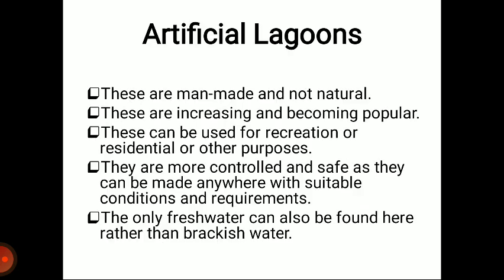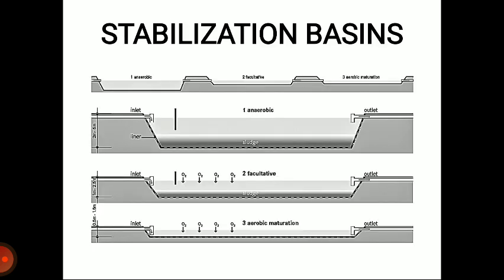Artificial lagoons. These are man-made and not natural. These are increasing and becoming popular. These can be used for recreation or residential or other purposes. They are more controlled and safe as they can be made anywhere with suitable conditions and requirements. Only freshwater can also be found here rather than brackish water.